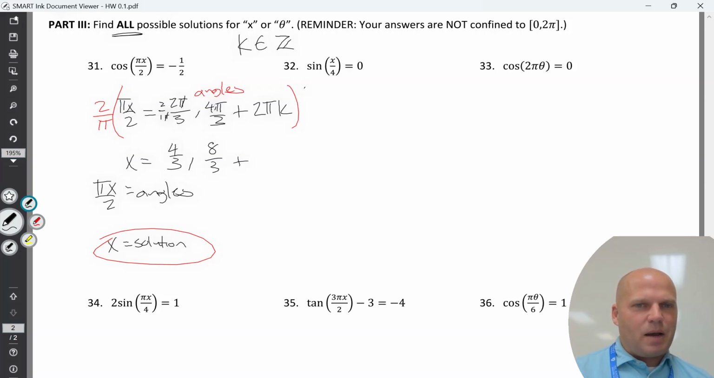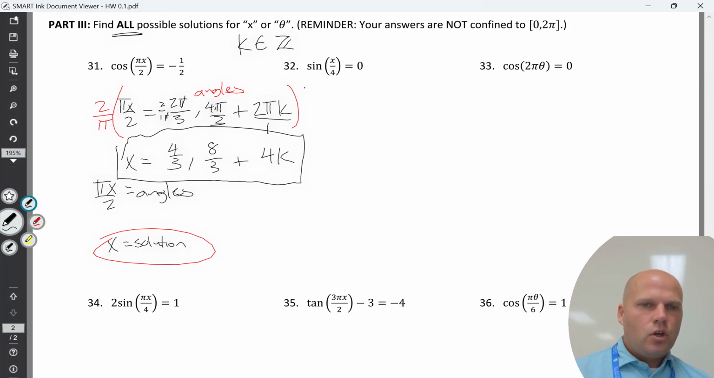Multiply by 2, divide by pi, well, put this over 1, multiply by 2, divide by pi, this becomes 4k. So it turns out if we want any solution, we take 4/3 and 8/3 and add multiples of 4 to get all other possible solutions. And that's the idea. We start with angles, and we manipulate them to get solutions. Cool? All right, sine equaling 0.